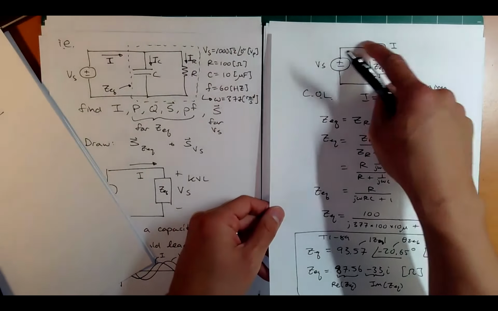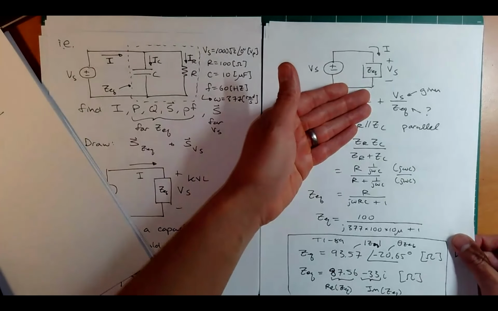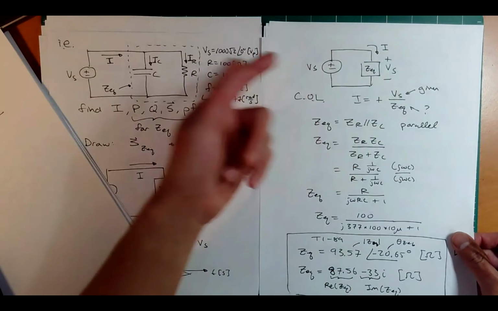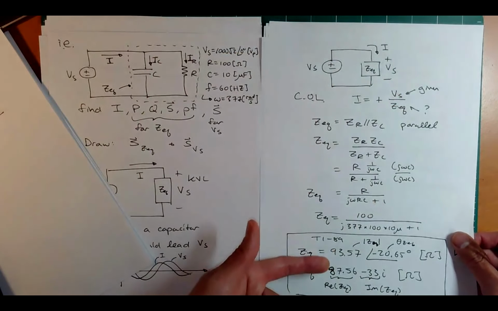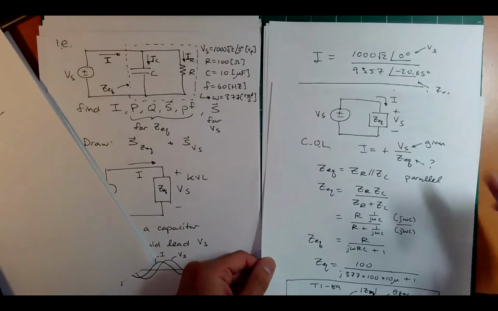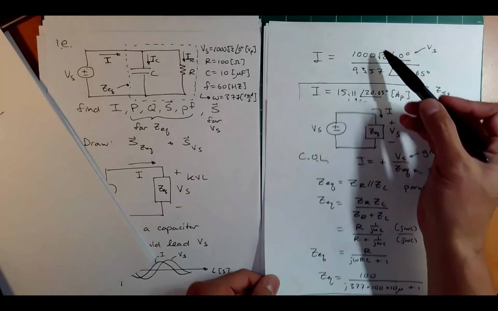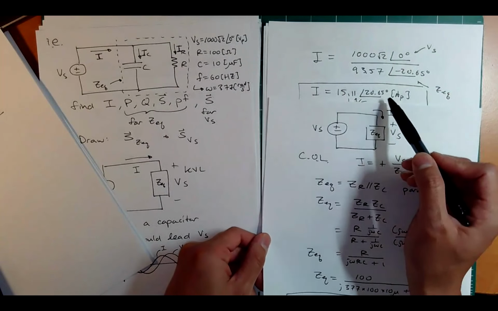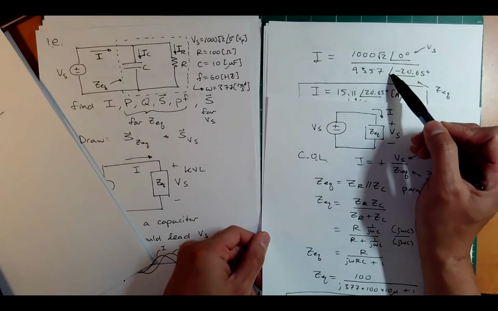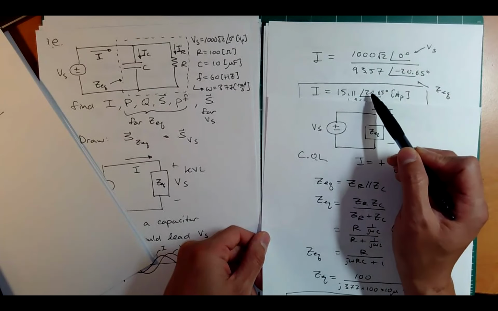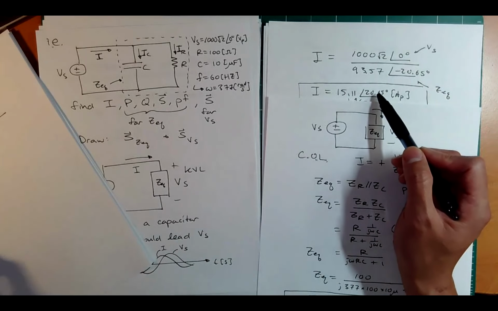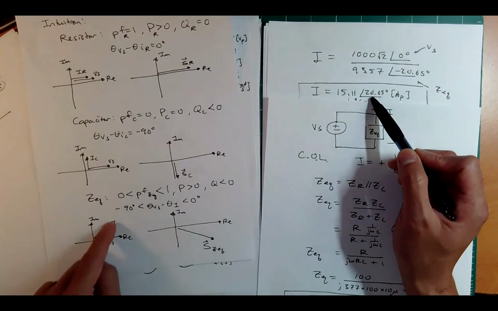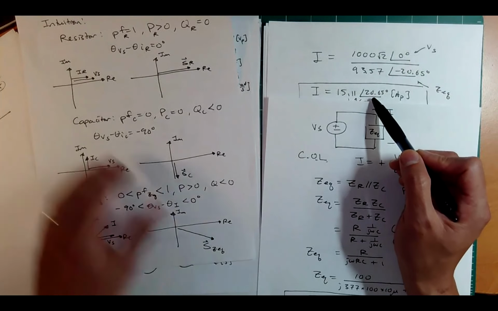Let's say we want to calculate this current. Let's go back to the complex Ohm's law. We can take this 1,000 divided by the polar form. If I take 1,000 root 2 over 93.57, I get 15.11 with an angle of 0 minus negative, so I get a positive 20.65. Yes, that is what we predicted. When we got over here, we better get a positive 20.65 for that I.